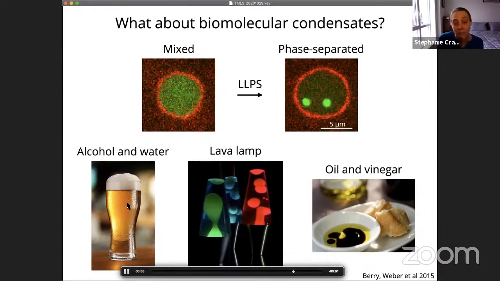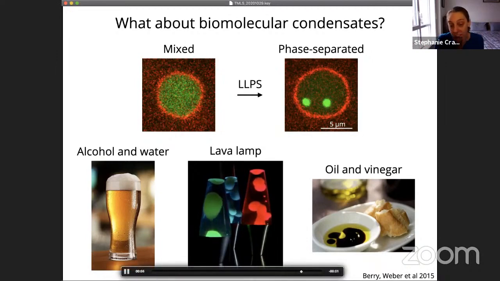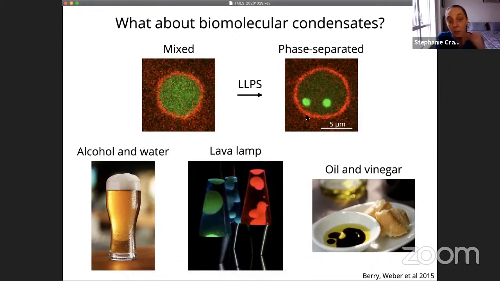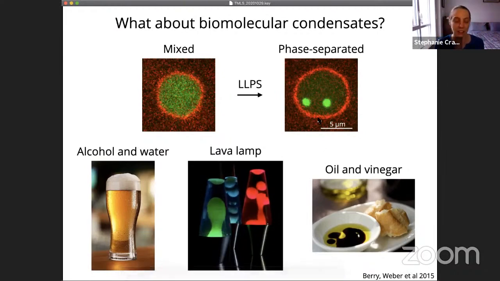a single homogeneous phase, and oil and vinegar phase separate and demix to form different phases, even though there's no physical membrane between them. So there's no diffusion barrier, but they still remain demixed. And so what I'm really interested in is how organelles of this structure, so mostly spherical, but no membrane, how do they control their size?